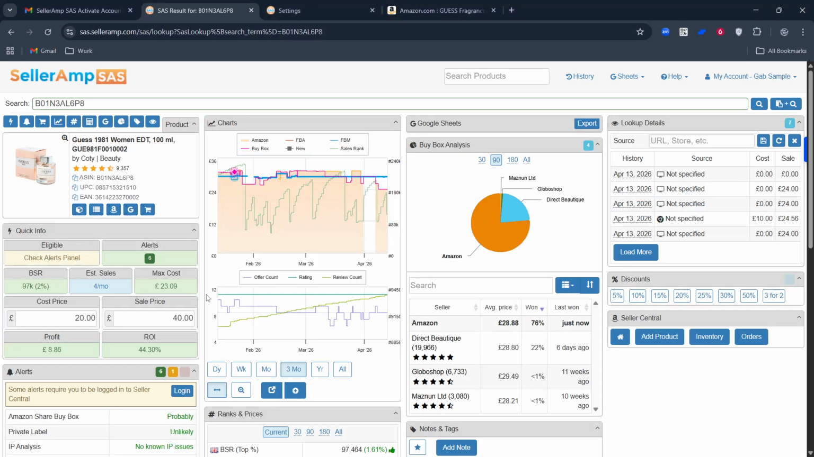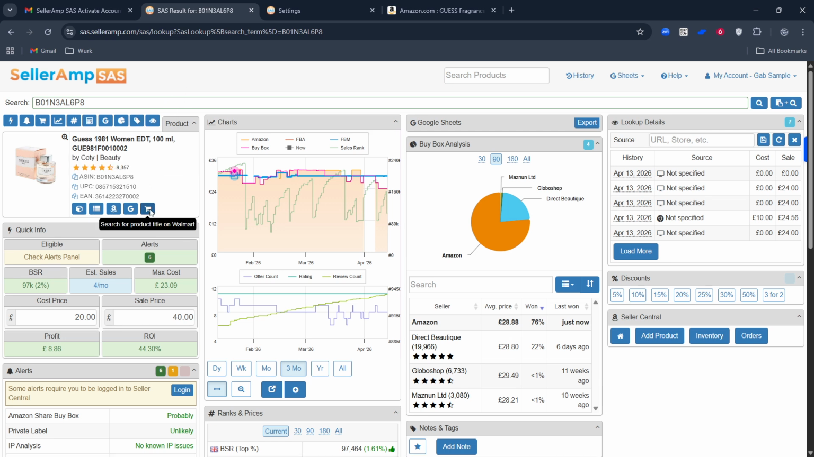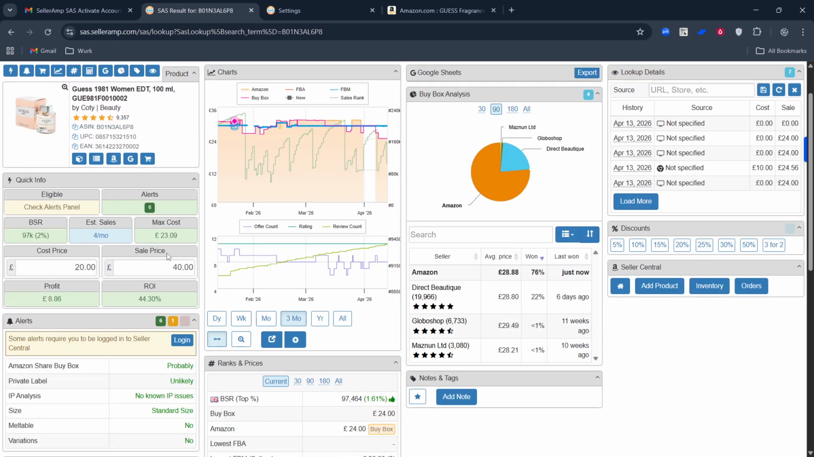Focus first on two areas inside Selleramp, the Quick Info panel and the Ranks and Prices panel. In these sections, look for the estimated monthly sales figure. This is the headline number you'll use to gauge demand. When you see something like 100 sales month, that represents an estimate of the total number of units sold on Amazon for that listing over a typical month. It's not your sales, it's the marketplace's overall sales for that product.